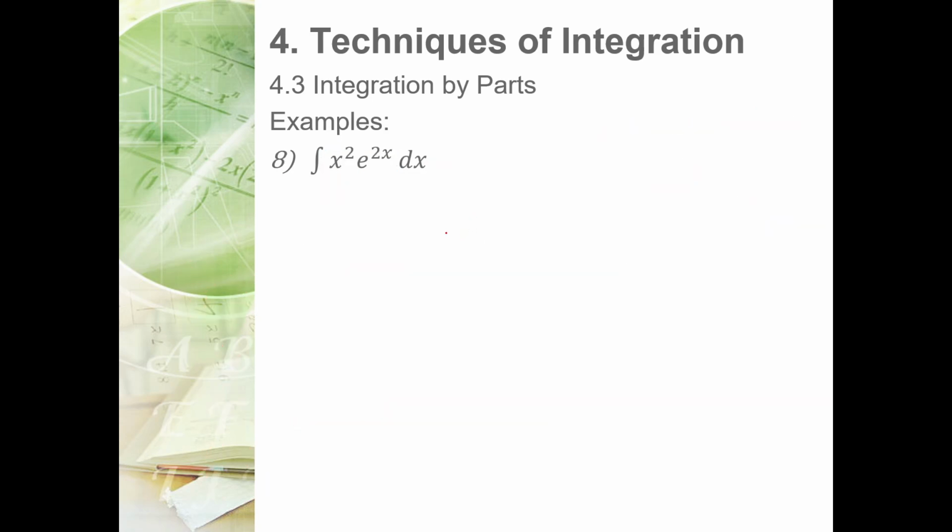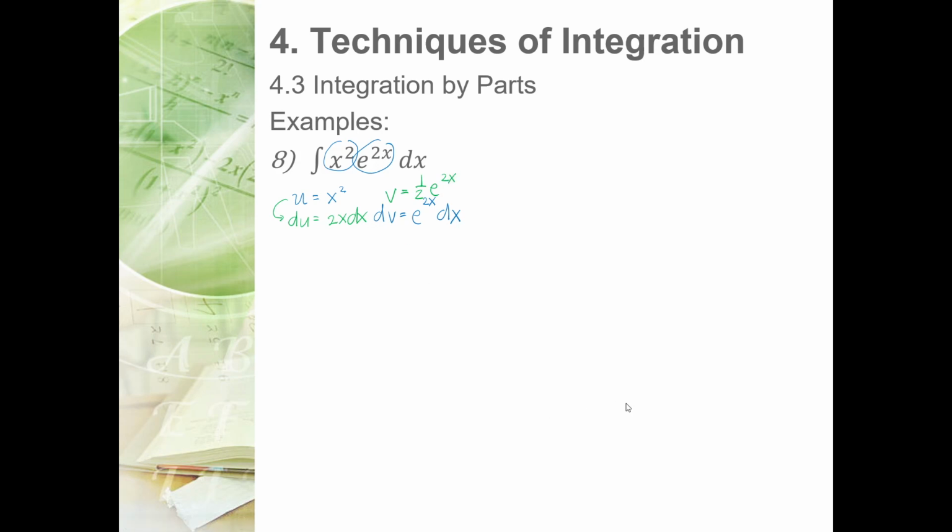Okay, so let's go to number 8. So again, this is algebraic. This one is exponential. So u is equal to x squared, which is obviously the simpler term. This one is dv, e to the power of 2x dx. So du is equal to 2x dx. dv is equal to 1 half e raised to the power of 2x.